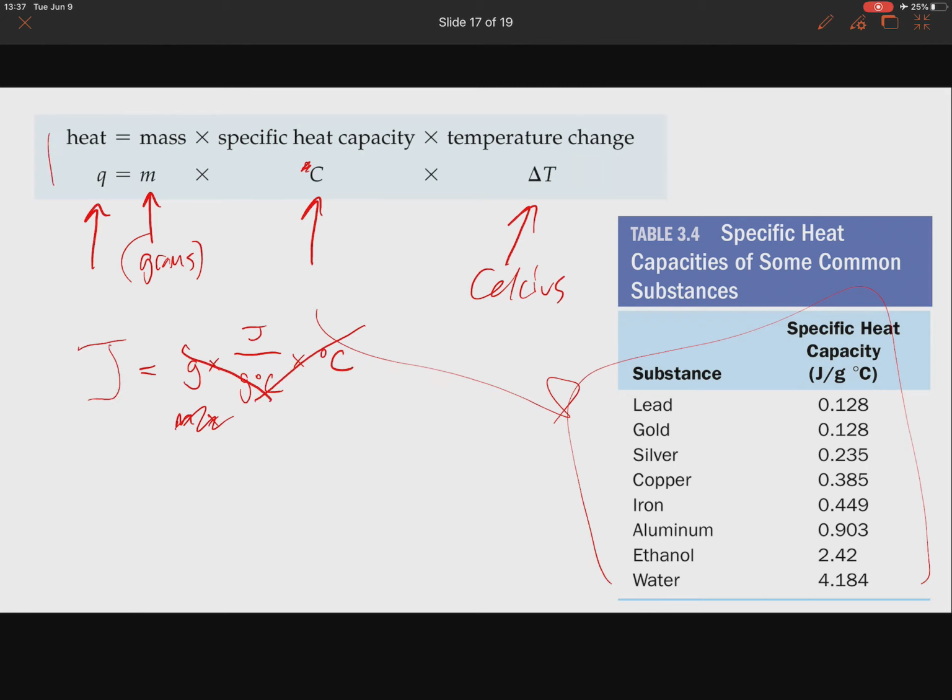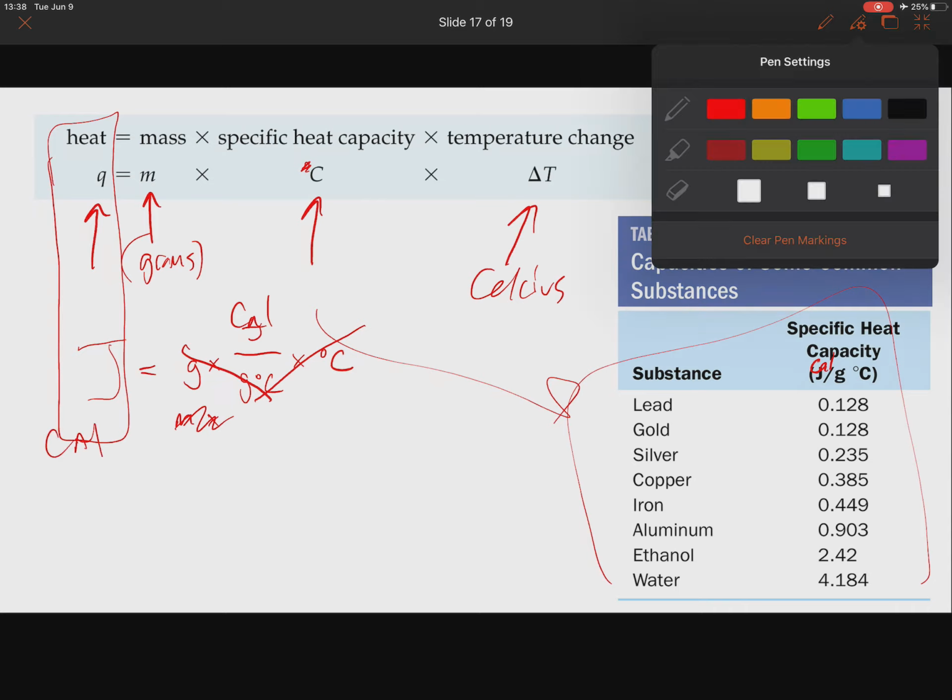Or calories. It can be in calories. Sometimes we have specific heats that are calories per gram degree Celsius, at which point this would just be calories, and then calories would be your answer. And that's okay. You can have calories.